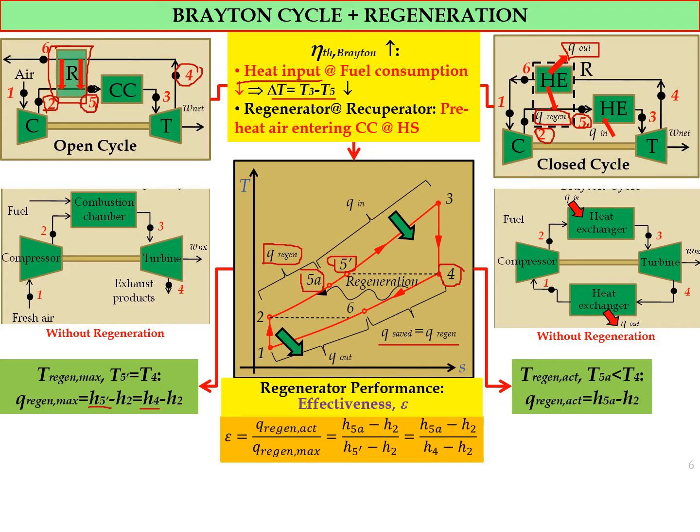this equation, which is equal to Q regeneration actual, the heat input from the regeneration actual, divided by the heat input regeneration maximum. We can calculate it as H5A minus H2 divided by H5 prime minus H2, or it is also equal to H5A minus H2 divided by H4 minus H2. H here is the enthalpy of the state.